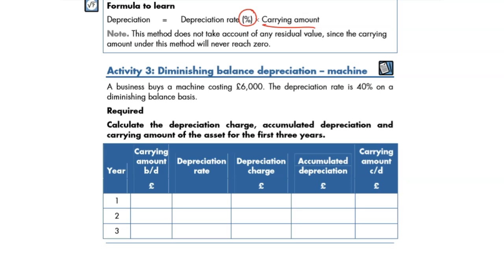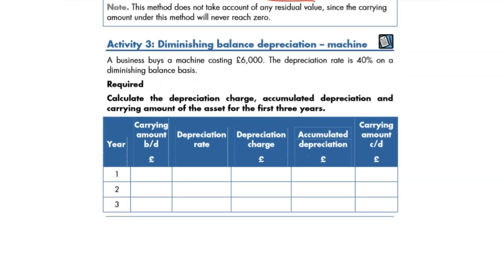Well, there is an activity right here, right now. Let's keep going. Activity number 3, diminishing balance of a machine. A business buys a machine costing 6,000. The depreciation rate is 40% on a diminishing balance. They will tell you whether it is diminishing balance or SL, straight line method. This time it is the diminishing method, not the SL. The requirement is to calculate the depreciation charge, that's number 1. Accumulated depreciation, that's number 2.